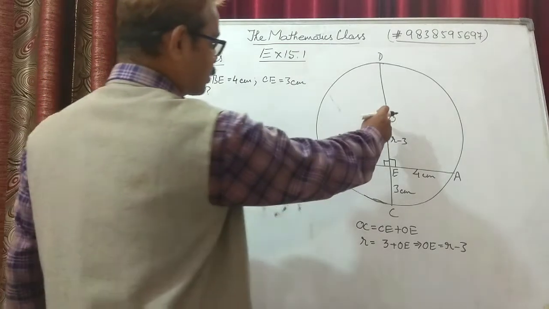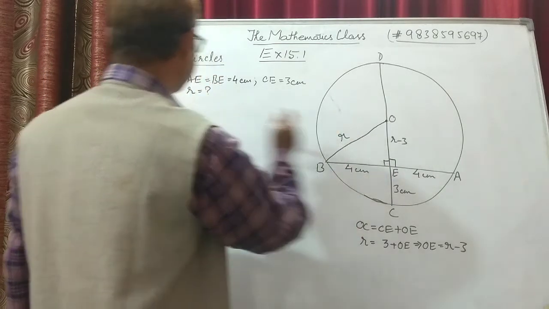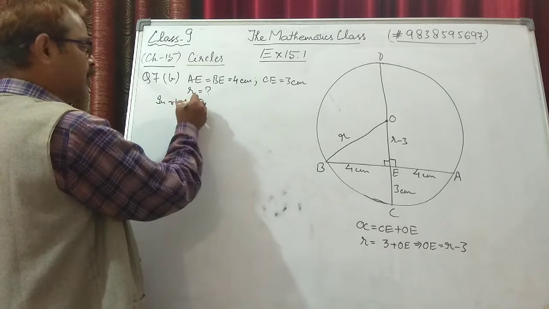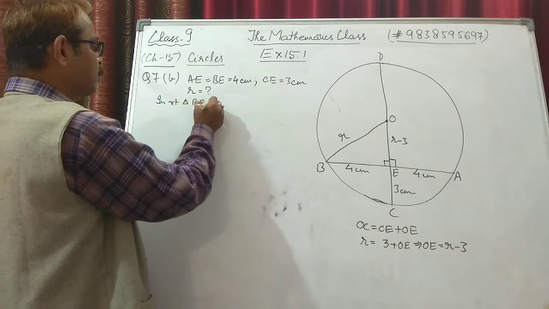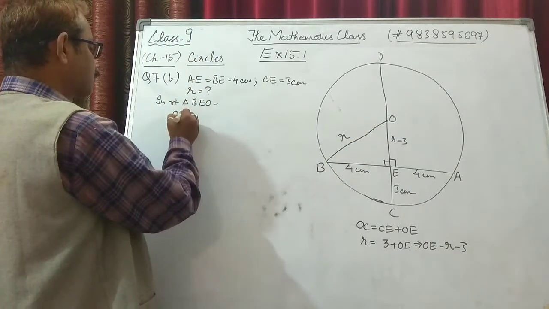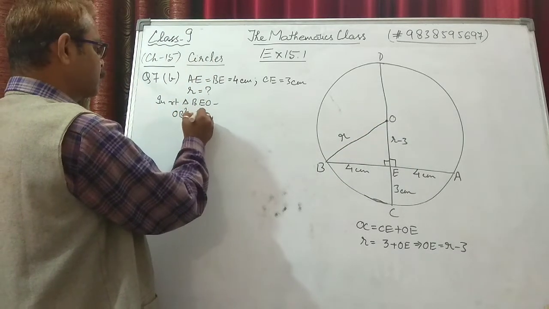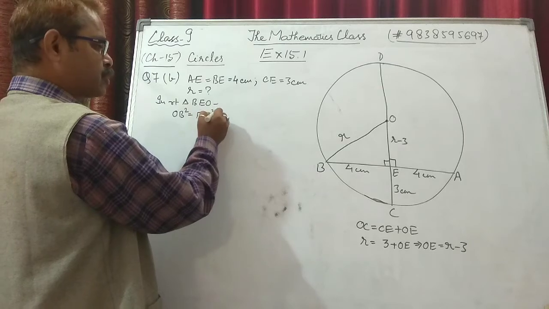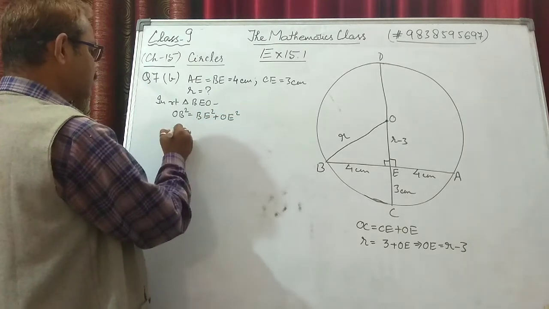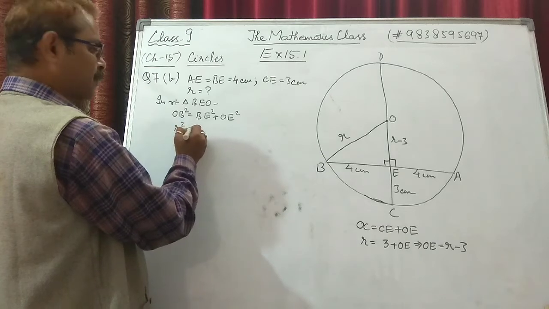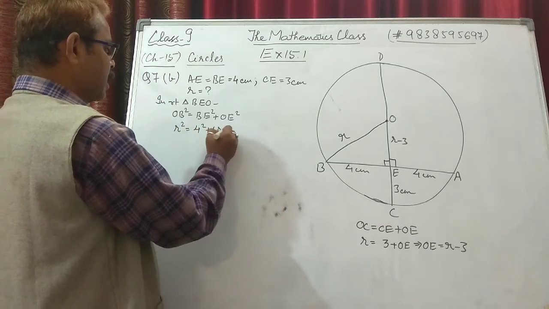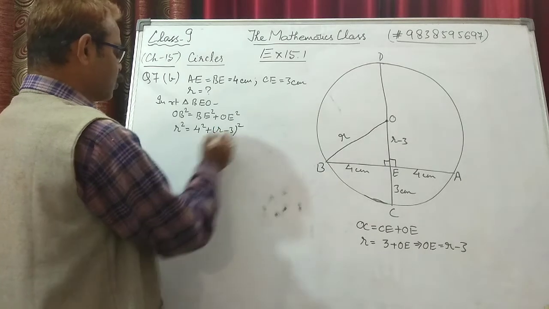Now we can take right angle triangle OEB or BEO. So we can say in right triangle BEO, the hypotenuse is OB. So OB square, that is the hypotenuse, is equal to BE square plus OE square. OB is R, so we write R square. BE is 4, so 4 square. And OE is R minus 3, so it's whole square.